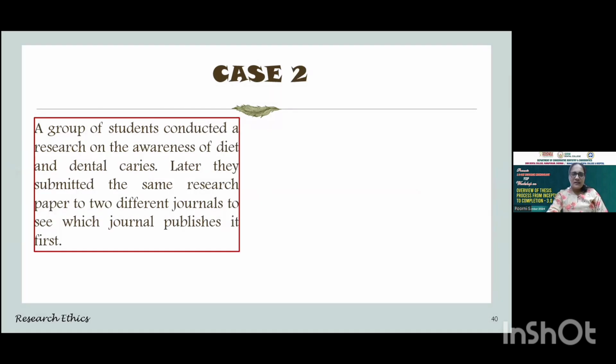So this is the second case, which is again a group of students who have conducted research on the awareness of diet and dental caries. Later, they submitted the same research paper to two different journals to see which journal publishes it first. This is a very common scenario which we come across in our day-to-day. We have a lot of postgraduate students saying, can we submit the same research in two journals? Is it okay? Of course, it is not okay.